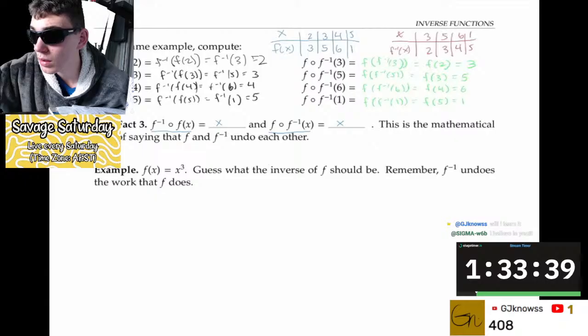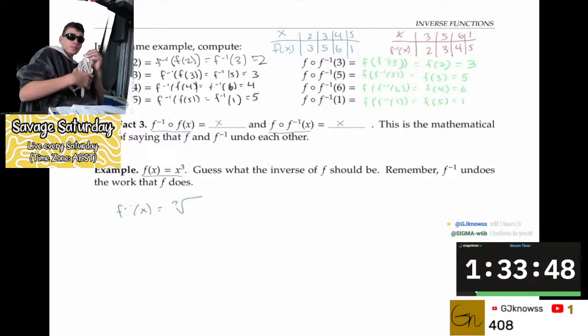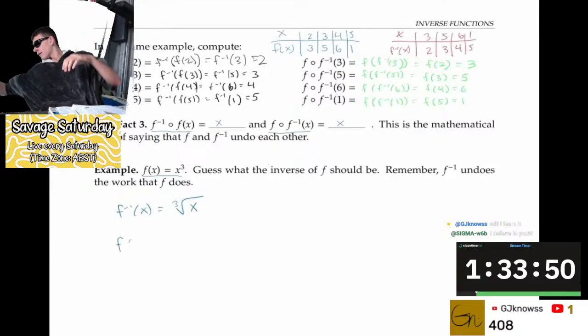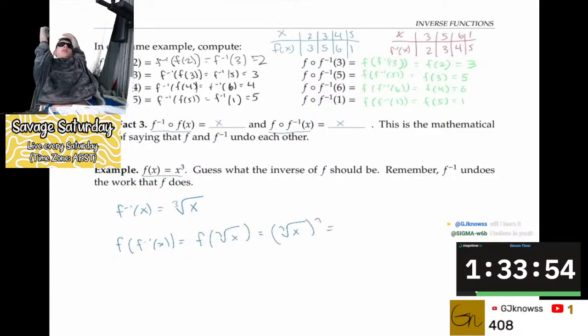Let's look at a different example. Suppose that f of x is x cubed. Pause the video for a moment and guess what the inverse of f should be. Remember, f inverse undoes the work that f does. You might have guessed that f inverse of x is going to be the cube root function. And we can check that this is true by looking at f of f inverse of x, which is the cube root function cubed, which gets us back to x.